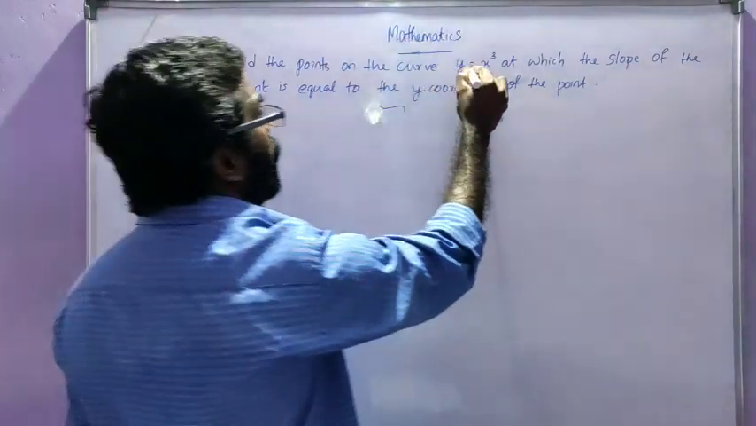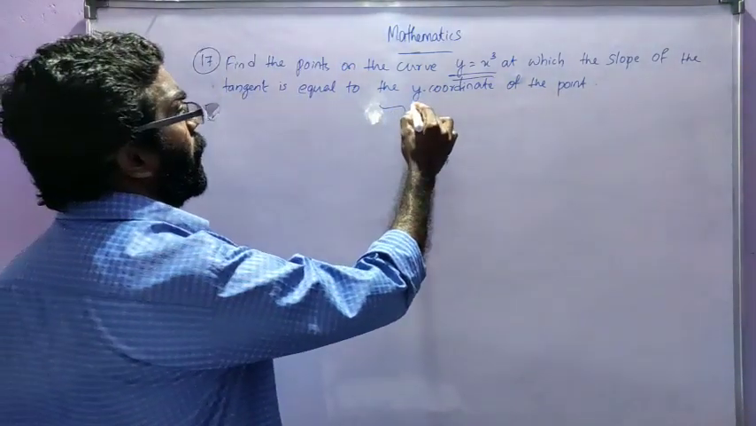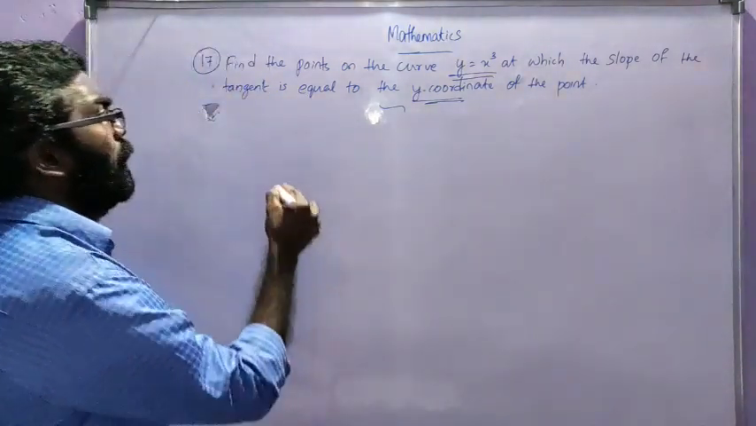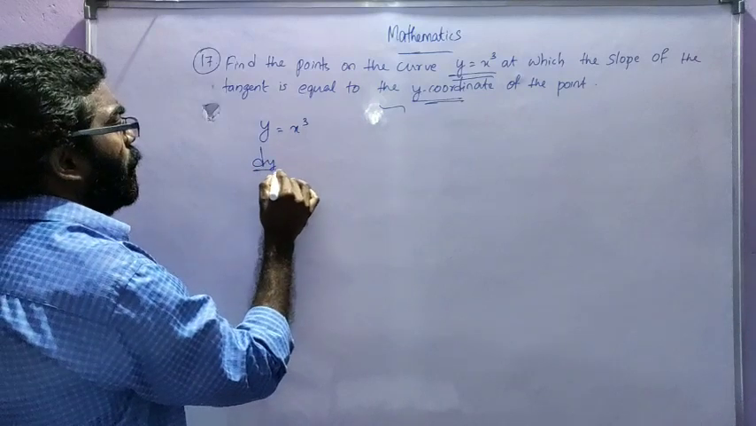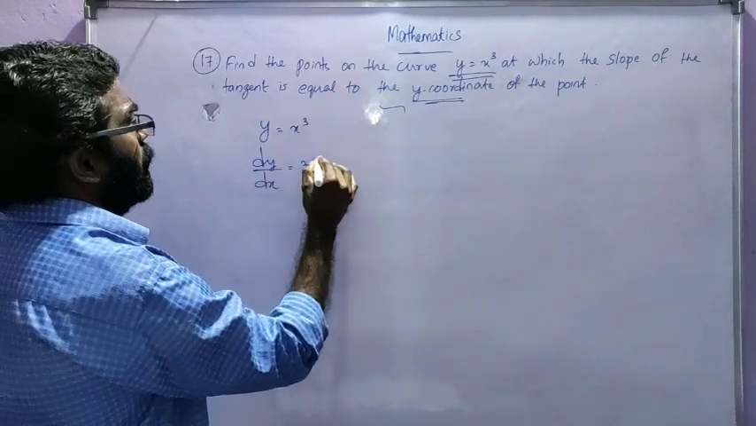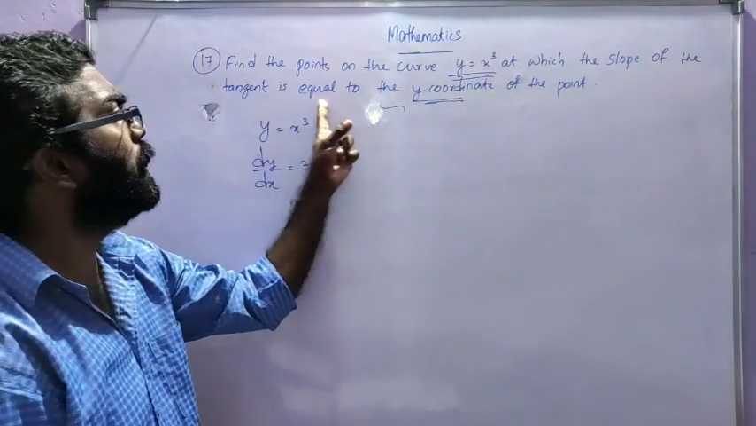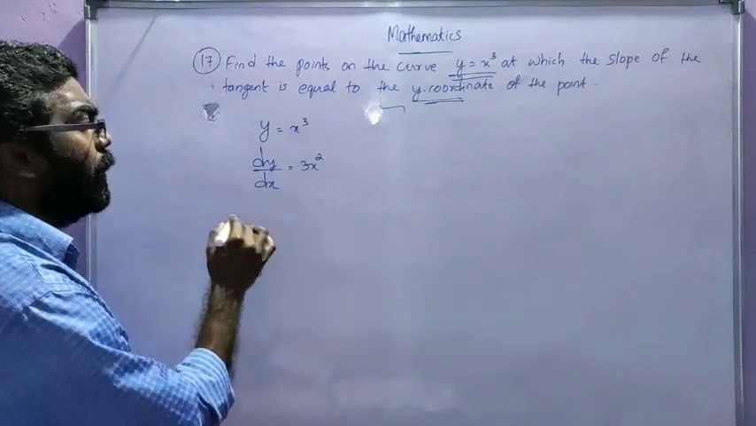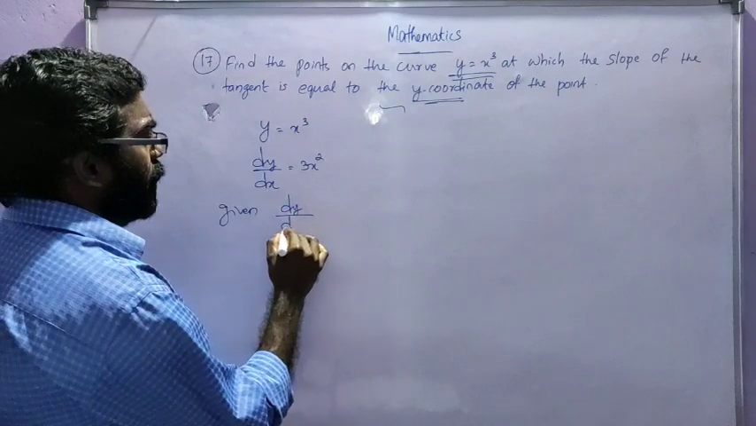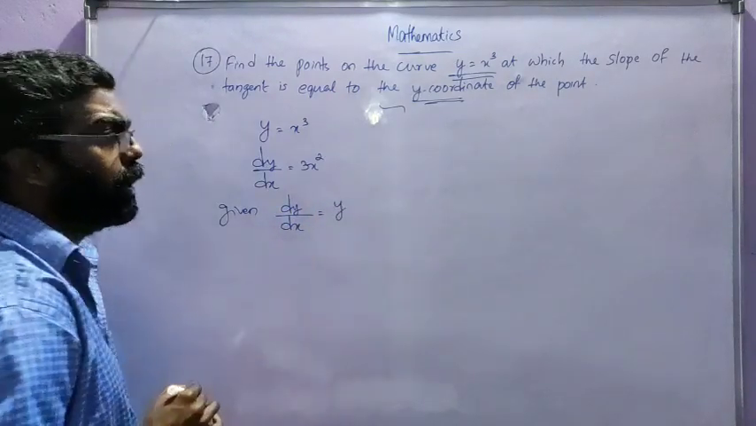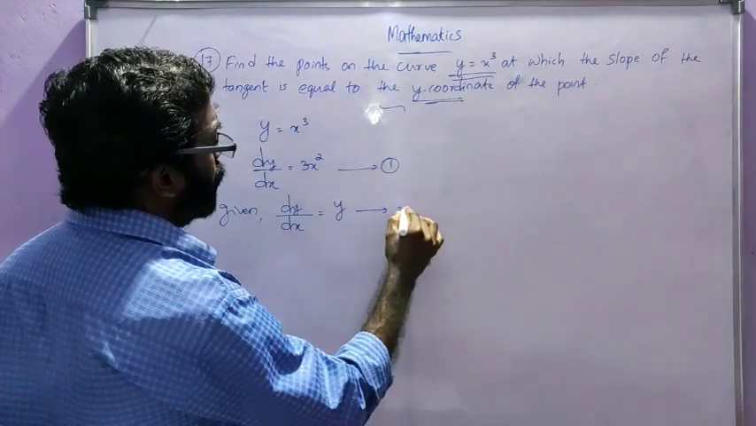Find the points on the curve y equal to x cube at which the slope of the tangent is equal to the y coordinate of the point. Okay, so here the curve is y is equal to x cube and the slope of the tangent is dy by dx is equal to 3x square. Okay, and it is given that slope of the tangent is equal to the y coordinate of the point. We know the slope of the tangent is denoted by dy by dx, so it is given dy by dx is equal to y coordinate, that is y. Okay, so this one we can take it as equation 1 and the second one equation 2.